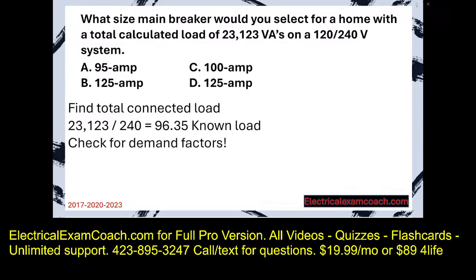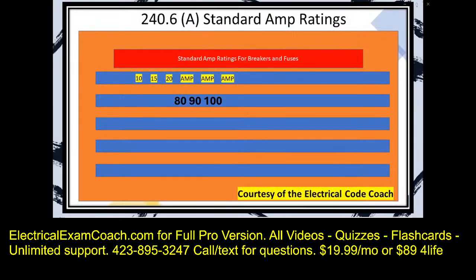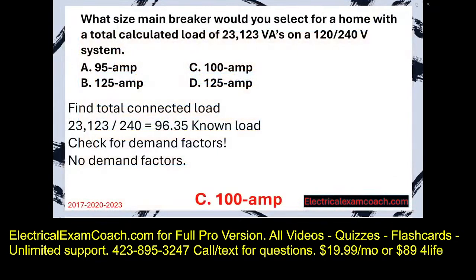Now we check for demand factors. Because this load calculation was already performed, there are no more demand factors to do. They were done along the way, right? We would have performed our range demand factor, our dryer demand factor, and then now we have this total lump sum of 23,123. So all we have to do is divide by 240, and there are no demand factors. Now that we have our known load, we head to table 240.6(A), and we choose the next size up. And in this case, it's going to be a 100. Great job.